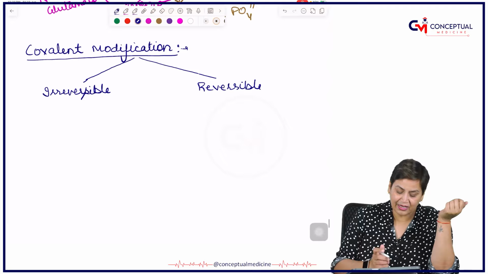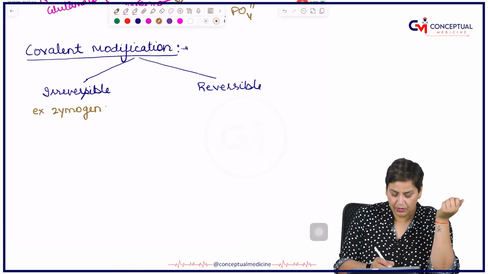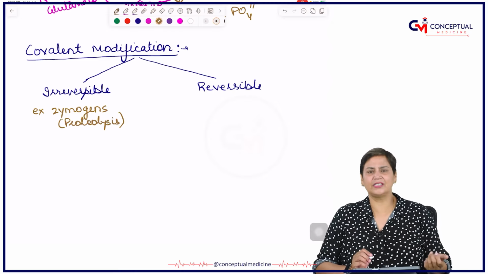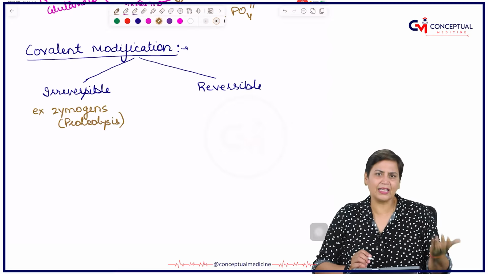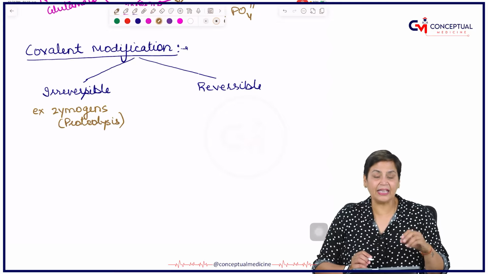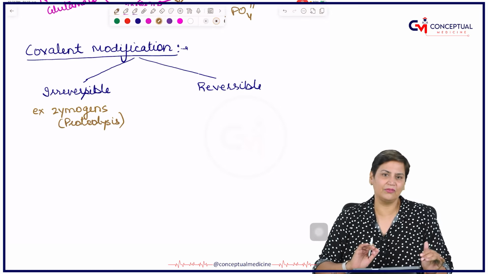If we talk about irreversible, we can simply quote the example of zymogens or proteolysis. Once the enzyme is active, it is going to degrade. No matter what happens, it cannot be reversed back, because digestion cannot be reversed back. When we have taken food inside, it cannot go out in a normal individual. So zymogens will be under the irreversible ones. When chymotrypsinogen has acted, it cannot be converted back into the precursor form.